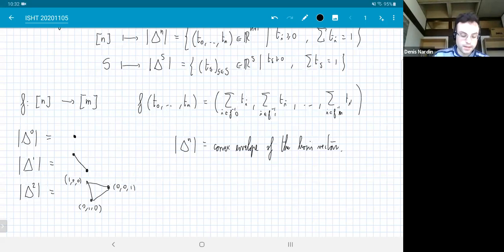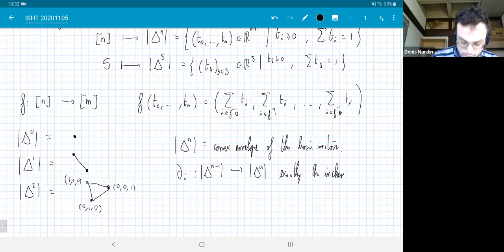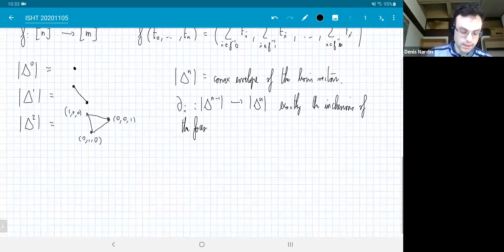And the face maps, the d_i from this guy to this one, are exactly the inclusion of the faces. Hence the name face maps. So this is all very geometric. Okay.